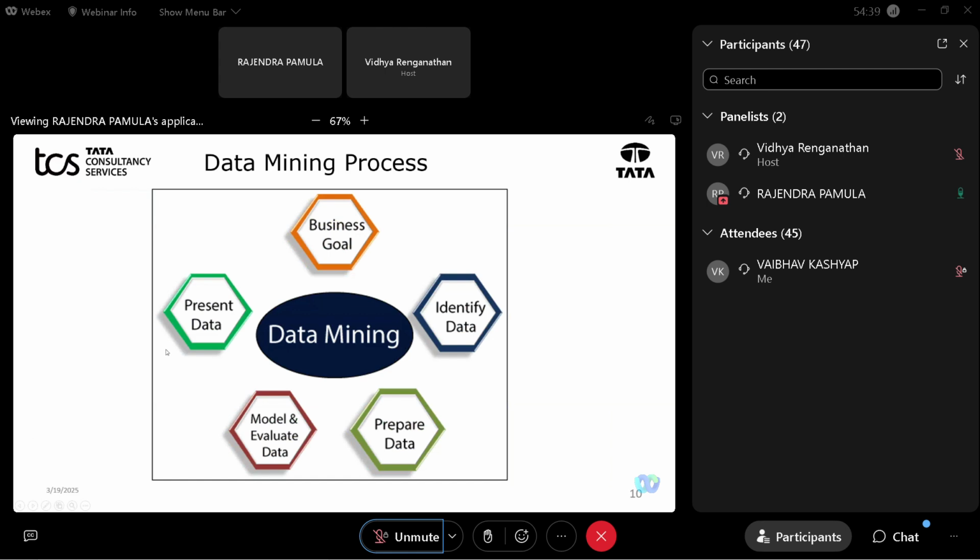So the data mining process, as I have said, we present the data, we model and evaluate, we prepare the data, we identify the data, and we use it as a business model. So what is the order? Which is the order for this particular slide?